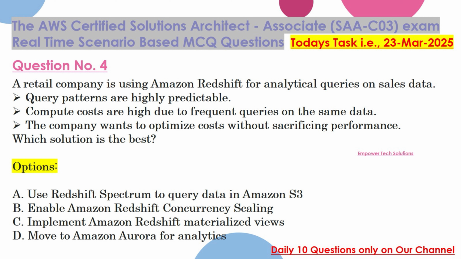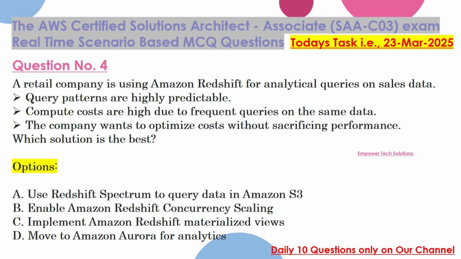Question 4. A retail company is using Amazon Redshift for analytical queries on sales data. Query patterns are highly predictable. Compute costs are high due to frequent queries on the same data. The company wants to optimize costs without sacrificing performance. Which solution is the best?